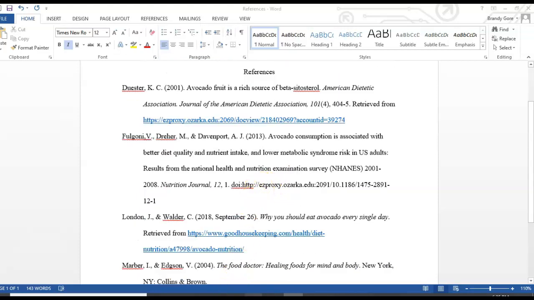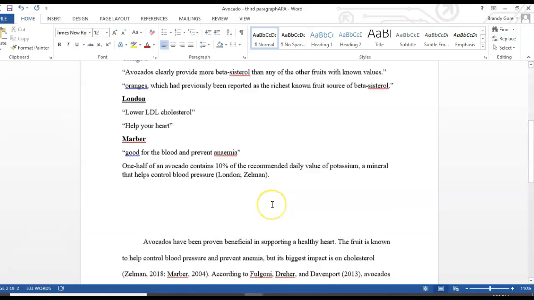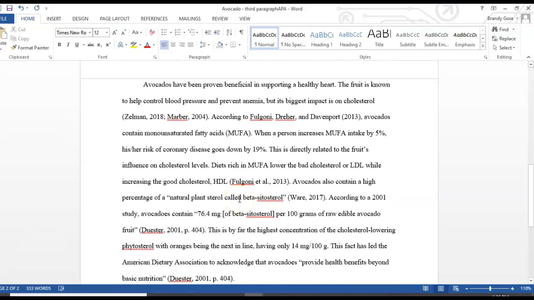All right, so let's look at a paragraph and see how to work in sources. So this is the third body paragraph of the avocado paper. We're talking about healthy heart health. All right, so let's talk about basic paragraph structure to begin with. Remember, you guys need a topic sentence that is general in nature. Avocados have been proven beneficial in supporting a healthy heart. Can't get any more general than that. So what that tells me is the whole paragraph is going to show healthy heart stuff. Notice that there's no source information in this topic sentence. Some sentences have to be yours. That's just how it works. So no source information in the topic sentence.